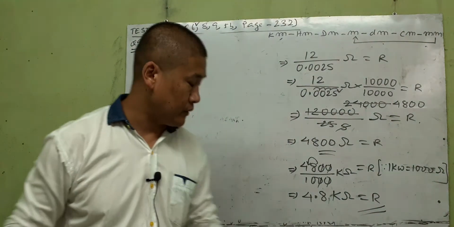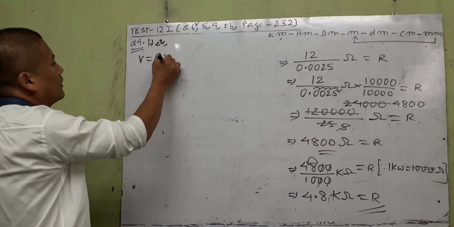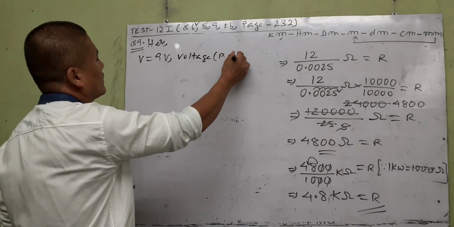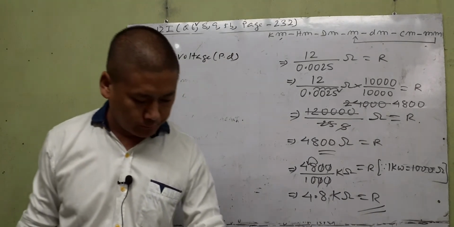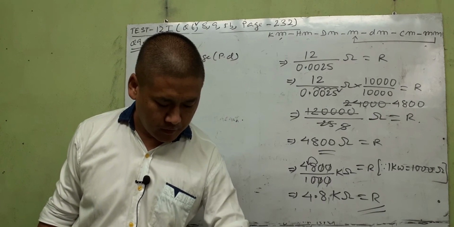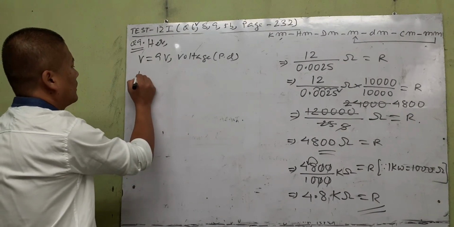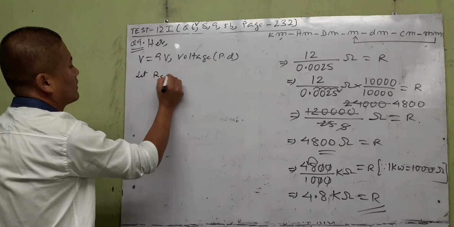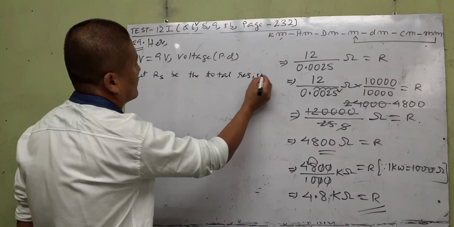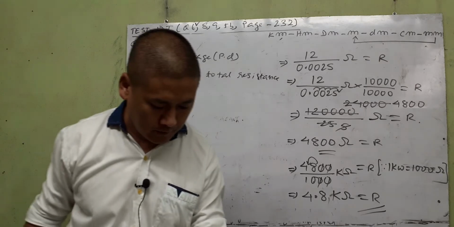A battery 9 volts. So let's just write down here. Battery 9 volt means this is the voltage, which basically means potential difference only. Now, in series with resistors like this, how much current will flow? So here, let Rs be the total resistance of the resistors.